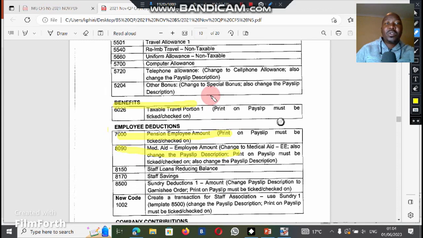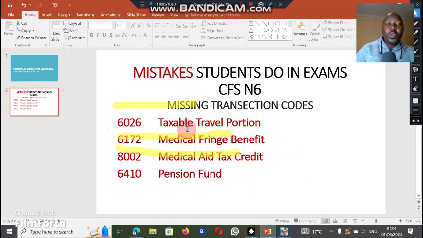Certain transactions are automatically going to pop up or populate. But those ones that we highlighted, if not given to you, you must automatically capture them. They will make your life easy. You'll see your payslip printing without queries. They are very, very important. Now, let us go to the individual employee payslip instructions to see if those employees got traveling allowance, medical aid, or a pension fund.